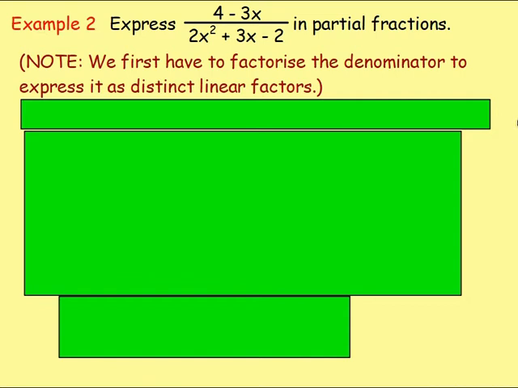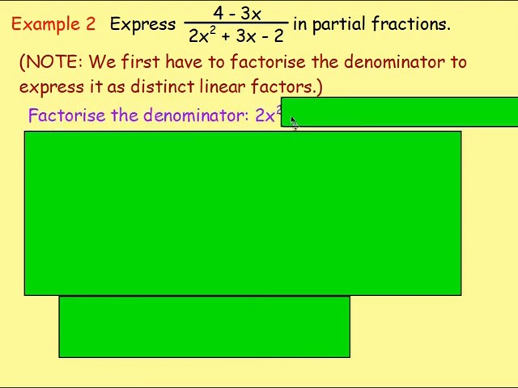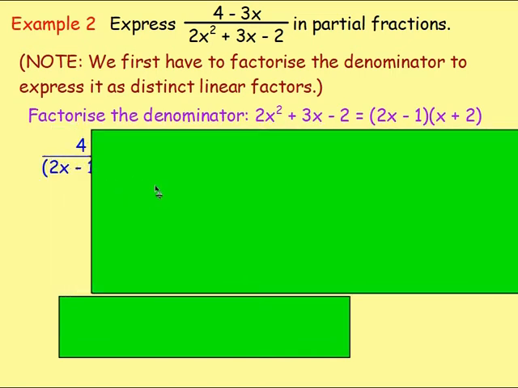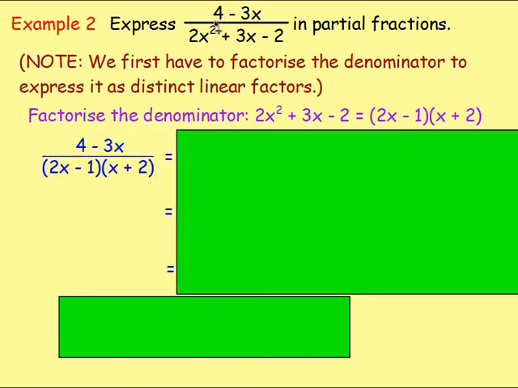How can we do that? What would we do? Brilliant, we can factorise the bottom. So if we factorise the denominator, the 2x² + 3x − 2 becomes (2x − 1)(x + 2). Which means our question becomes (4 − 3x)/(2x² + 3x − 2), which is (4 − 3x)/((2x − 1)(x + 2)). So we're writing the denominator as distinct linear factors.